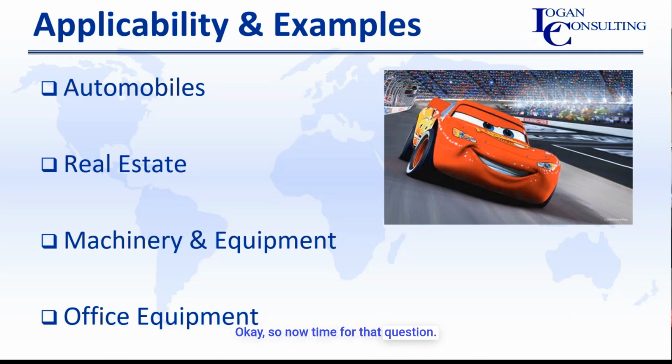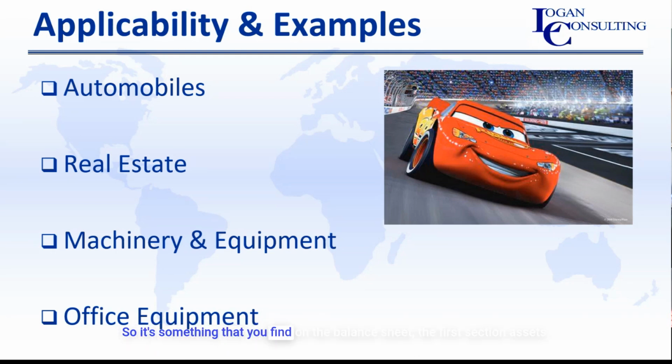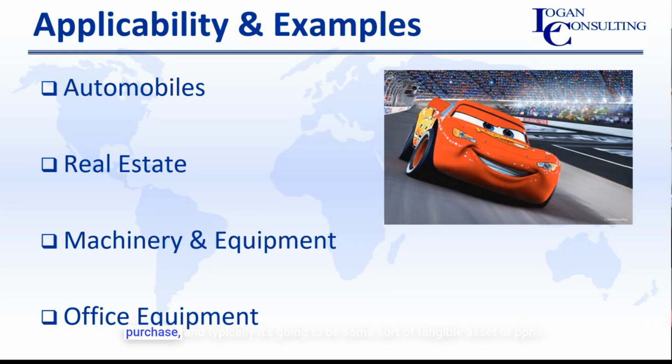Okay, so now time for that question. Based on what we reviewed, what do you think a key theme is with what types of items a conditional sales tax agreement is used for? It's something that you find on the balance sheet, the first section. Assets. Thank you. Yes. So the key theme, what all these items on the slide have in common, is that conditional sales tax agreements are usually used for some sort of asset purchase. And typically it's going to be some sort of tangible asset or PP&E.